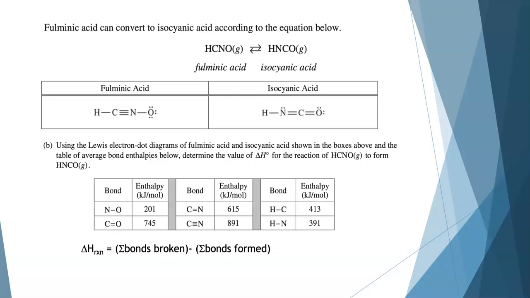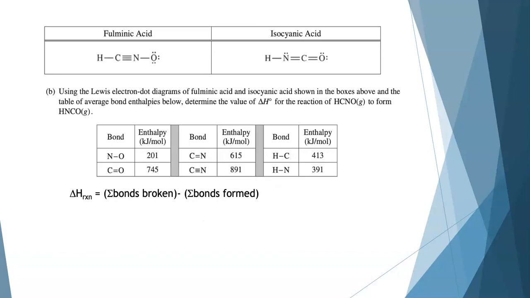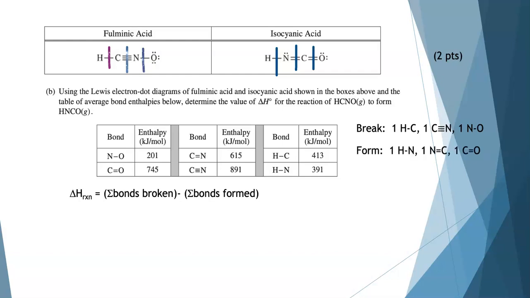I'm actually going to put this on the next slide because otherwise the slide's going to get too busy. So we're thinking about broken minus formed here. The bonds we have to break in fulminic acid are an HC bond, a CN triple bond, and a nitrogen-oxygen single bond. In terms of what we need to form, I need to form one HN bond, one NC double bond, and one CO double bond. All right, so I need to add up all the bond enthalpies of what I'm breaking, add up the bond enthalpies of what I'm forming, take the difference.